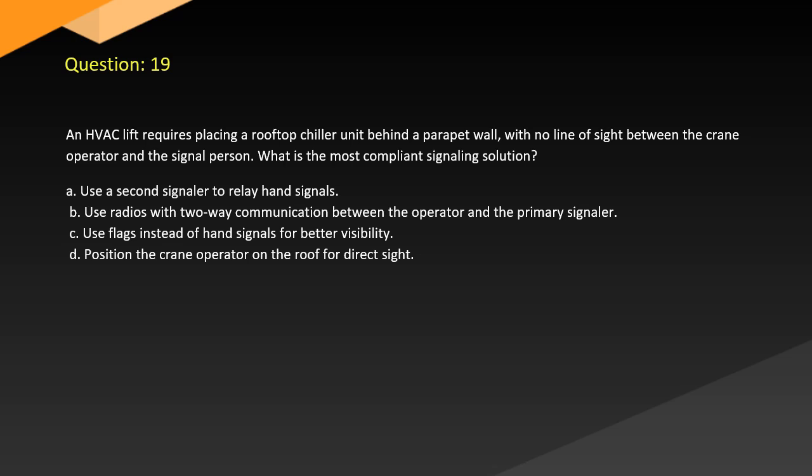Question 19. An HVAC lift requires placing a rooftop chiller unit behind a parapet wall with no line of sight between the crane operator and the signal person. What is the most compliant signaling solution? A. Use a second signaler to relay hand signals. B. Use radios with two-way communication between the operator and the primary signaler. C. Use flags instead of hand signals for better visibility. D. Position the crane operator on the roof for direct sight.